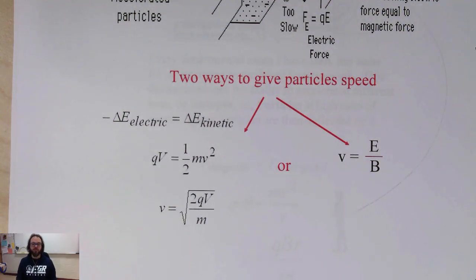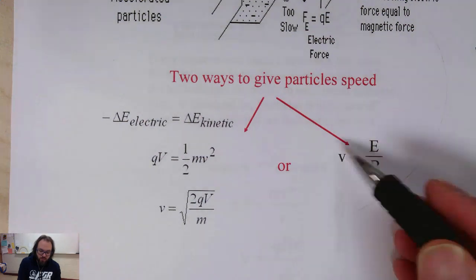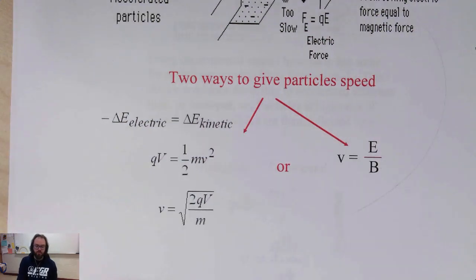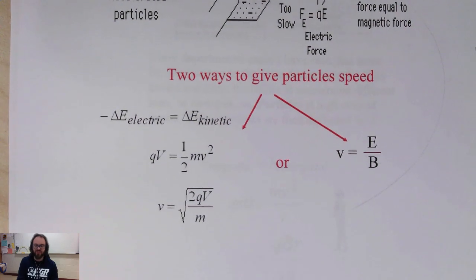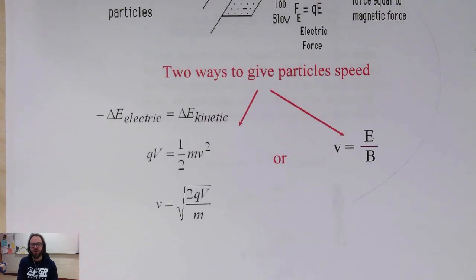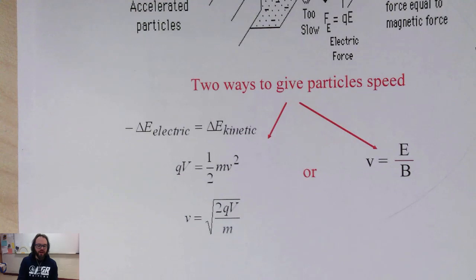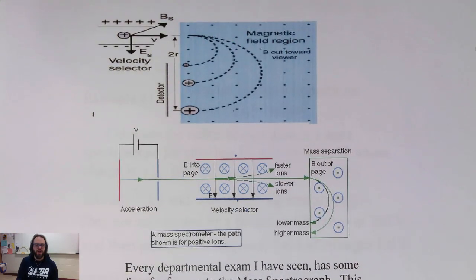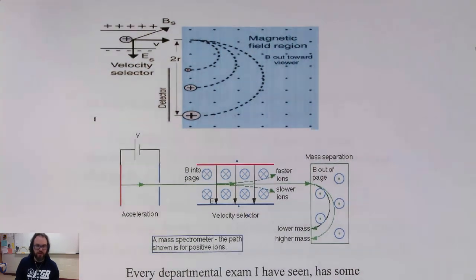Or in other words, we could put it this way. My velocity is equal to my energy divided by my magnetic field. Okay, so that's two ways to get speed, and we'll look at those equations later on. Now let's go on to my curving chamber. So right here, I have my curving chamber, okay?